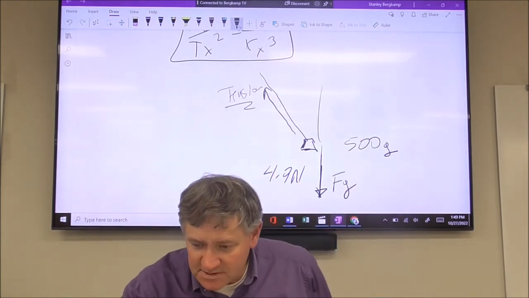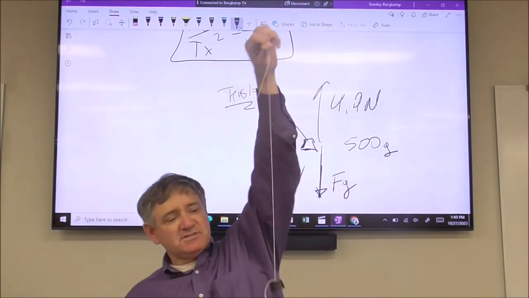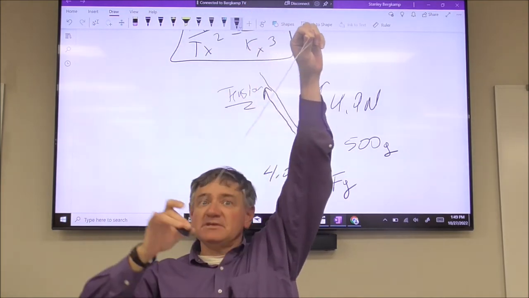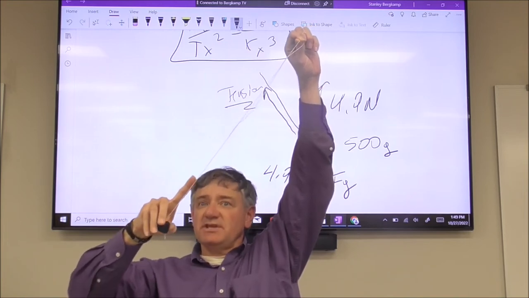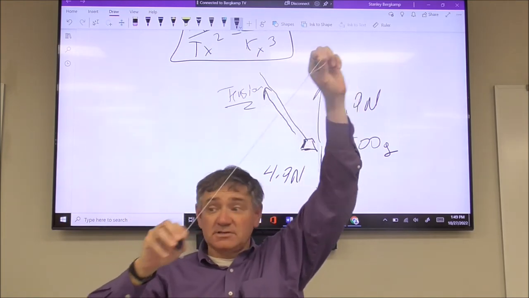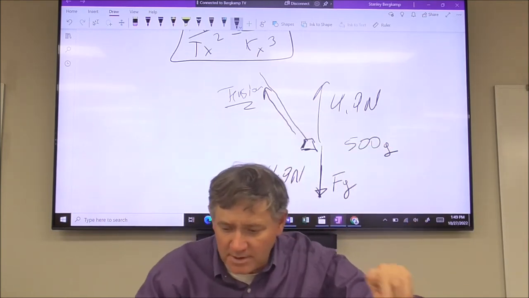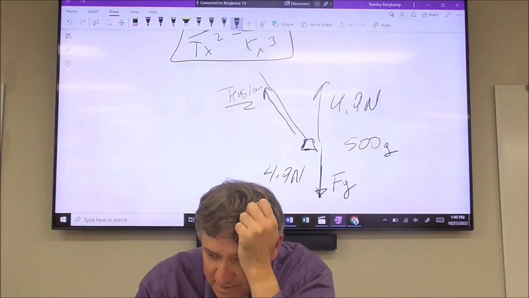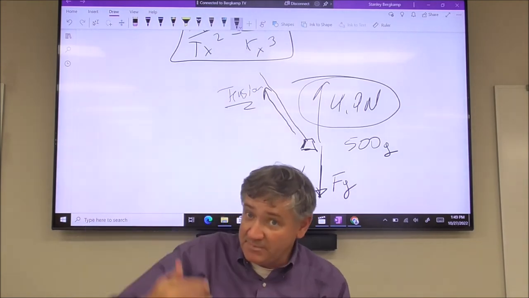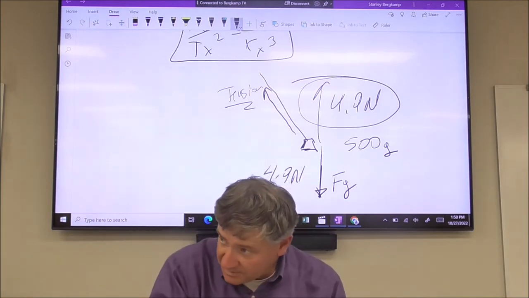Now, if the string were straight up like this, this is why we studied vectors first, it would be 4.9 and 4.9. But now it's out like this. So is the tension in that string going to be bigger or smaller than 4.9? Bigger. It's like holding your arm out, lifting something. This side of the triangle is 4.9 newtons, because that has to balance out the gravitational force. The tension isn't 4.9. The vertical component is 4.9.